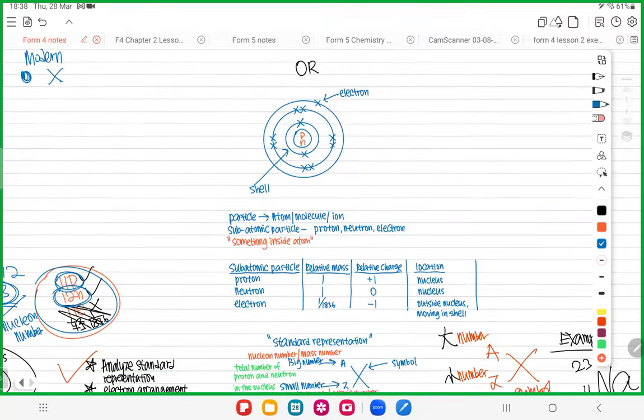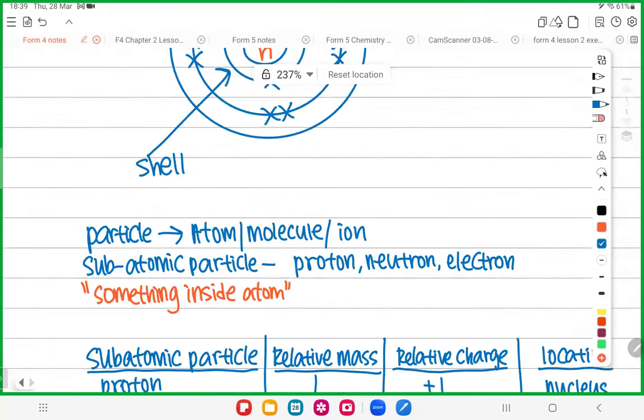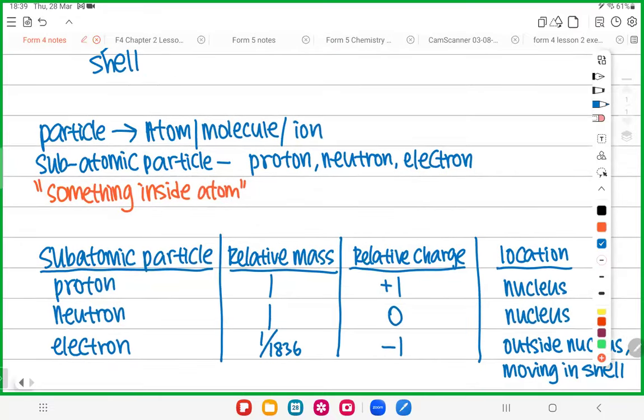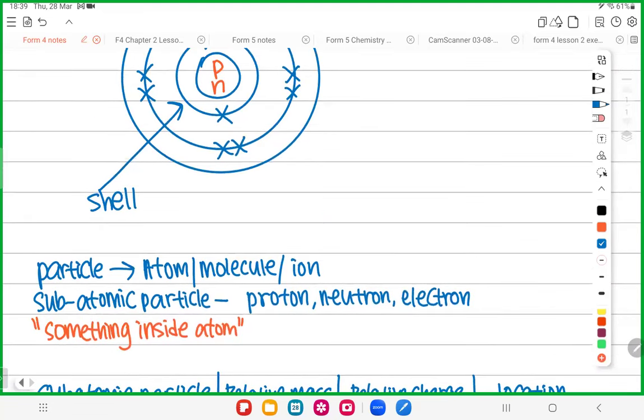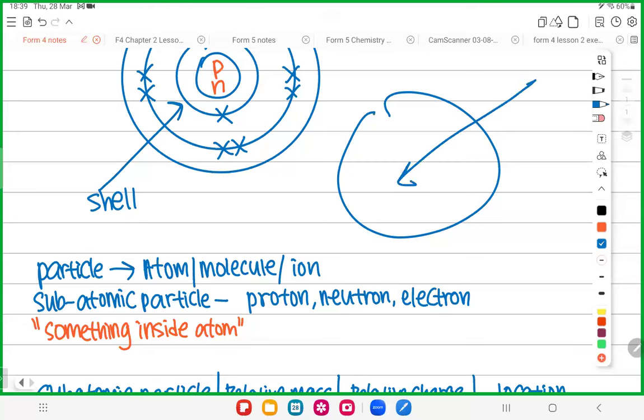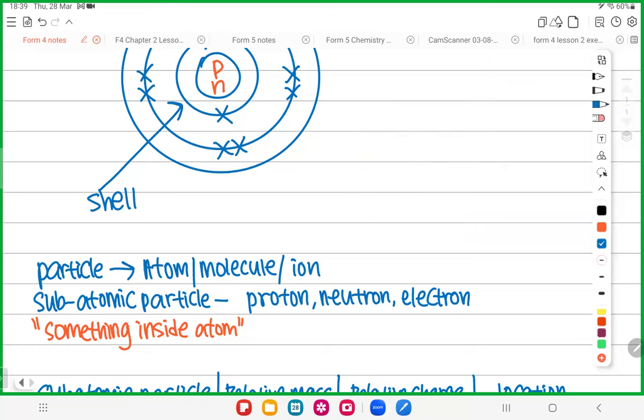One more final summary. So particles. What is particle? Particle is atom, molecule, and ion. When they say particle, we are referring to atom, molecule, and ion. But when they say subatomic particle, it means something inside the atom. So this is atom. Something inside the atom is called subatomic particle. So who is inside our atom? Proton, neutron, electron.